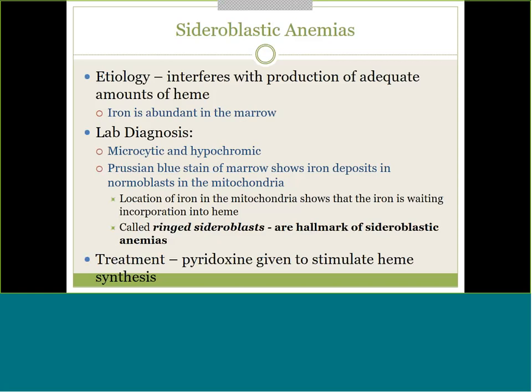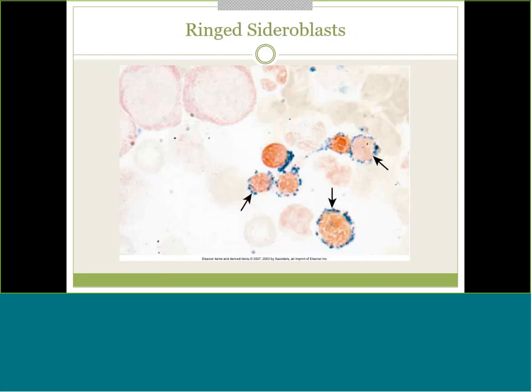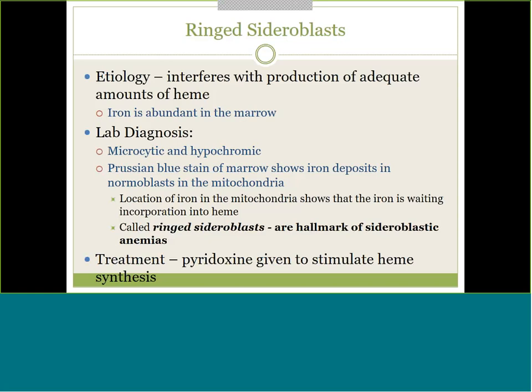In fact, it'll kind of look like it's circling around it, and it's called a ringed sideroblast, and it is what we named the anemia after, sideroblastic anemia. And there it is. So all those little blue granules are stained with Prussian blue. That is iron. And you can see how they're circling around waiting to get in, but they can't get in because there's an interference in the production of that heme, protoporphyrin ring. So that is a key sign of sideroblastic anemia, these ringed sideroblasts.